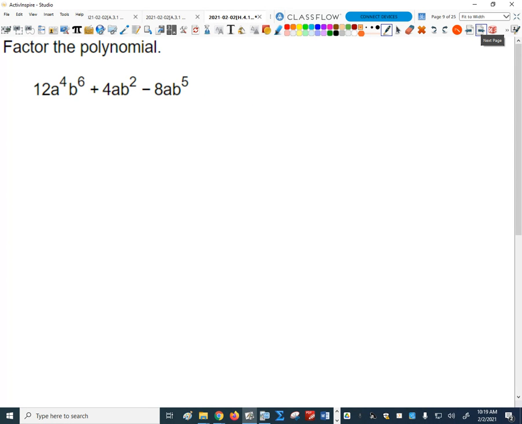Okay, what about this one? Yikes, what about that one? Everybody take a look at that for a second. Okay, what do you think? What's my greatest common factor going to be here? Olivia, what do you think? What's the number part going to be? 4. Okay, what about the rest? What do you think?